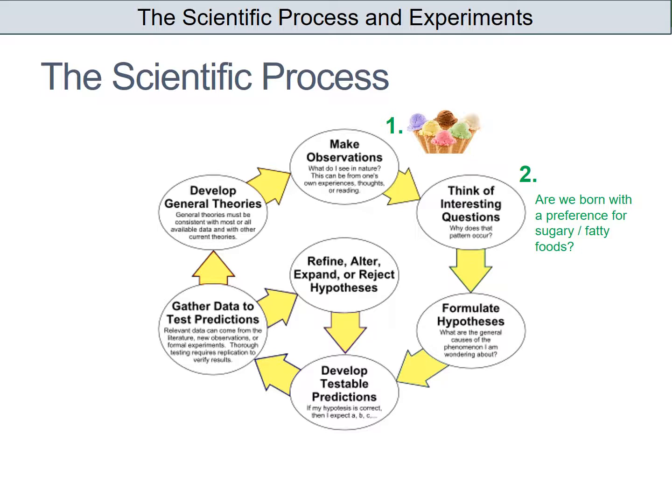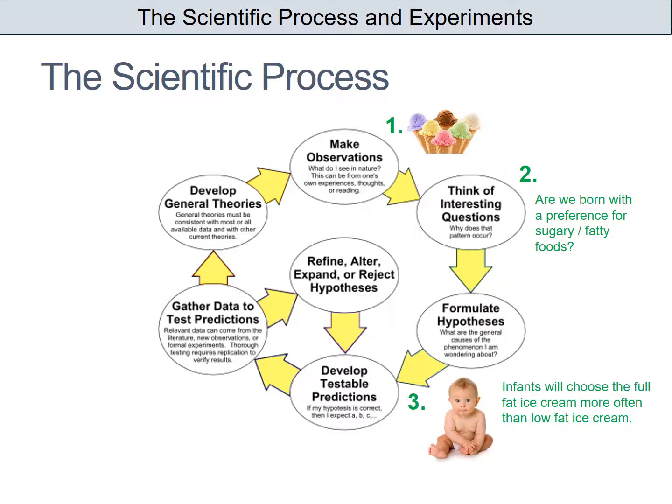Now, once we've asked that question, we can start formulating hypotheses. Now, a hypothesis is a testable prediction about a particular thing. And you might formulate more of a general one to start with, but when you actually pick your research, when you actually start to go into doing your study, your hypothesis needs to be very, very specific. So in this example, I might write the hypothesis that infants will choose full-fat ice cream more often than low-fat ice cream. So it's very specific to my study. It's what I think is going to happen in the study that I carry out.